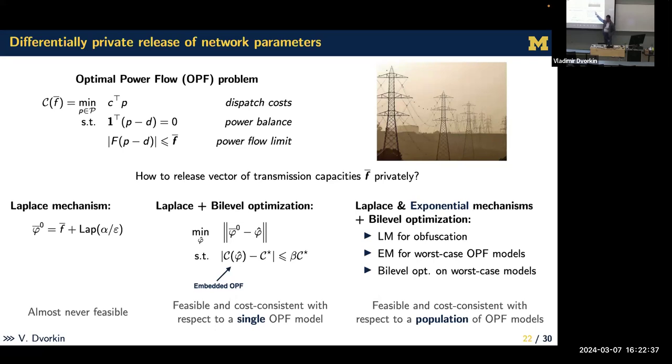Think of it as the report noisy max that I was referring to at the beginning of the seminar. So what we will do, we will obfuscate data as usual. Then we will find the worst case OPF condition where the cost and feasibility on original data and synthetic data differ the most. And then we will run post-processing by bilevel optimization on the worst case model. And the hope is that if we run it on a series of worst case models, we will perform well for the entire population, right?